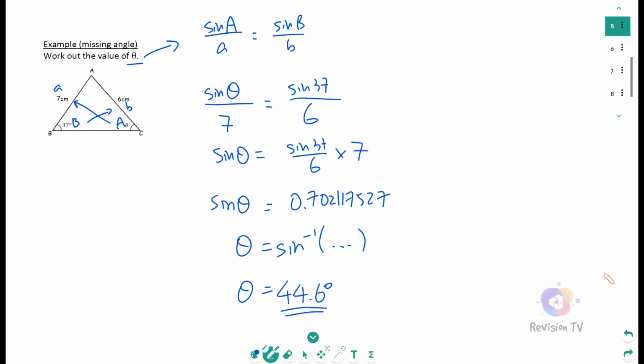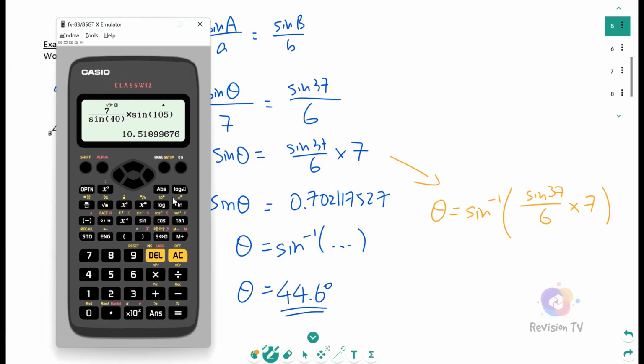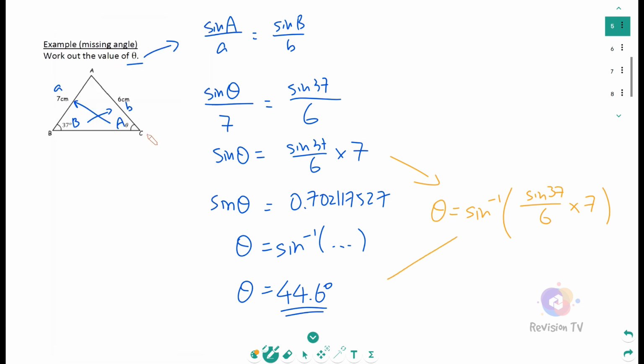What you can also do, which is also something you might want to consider, is do this all together: inverse sine of sine 37 over 6 times 7. But you must put it in the calculator very carefully. So let's try one. Inverse sine of, fraction, sine 37, close bracket, over 6 times 7, close the big bracket, equal, so 44.6. Okay, so 44.6 degrees.